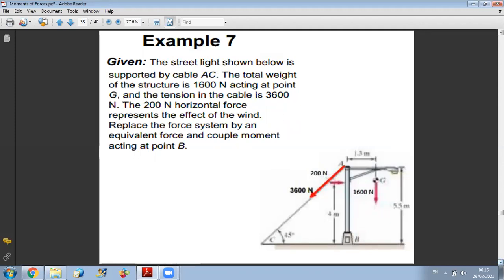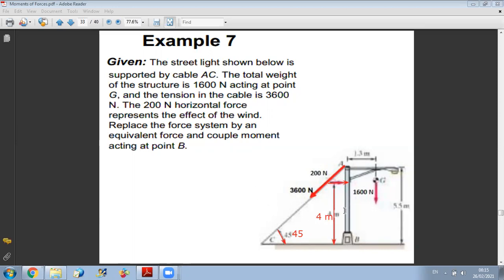So here we have a structure. This structure, as you can see, is subjected to several forces. First, it is attached to a cable, applying on it a force of 3,600 Newton, and the angle of this force is given here to be 45 degrees. It is subjected also to the action of the wind through a horizontal force of 200 Newton, acting at 4 meters from point B. So this distance is given to be 4 meters.